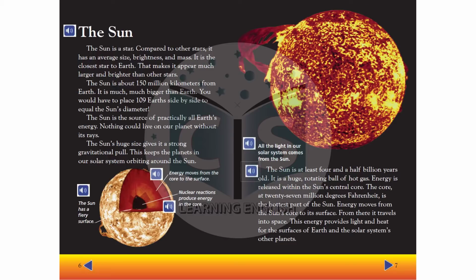Energy is released within the Sun's central core. The core, at 27 million degrees Fahrenheit, is the hottest part of the Sun. Energy moves from the Sun's core to its surface. From there, it travels into space. This energy provides light and heat for the surfaces of Earth and the solar system's other planets.